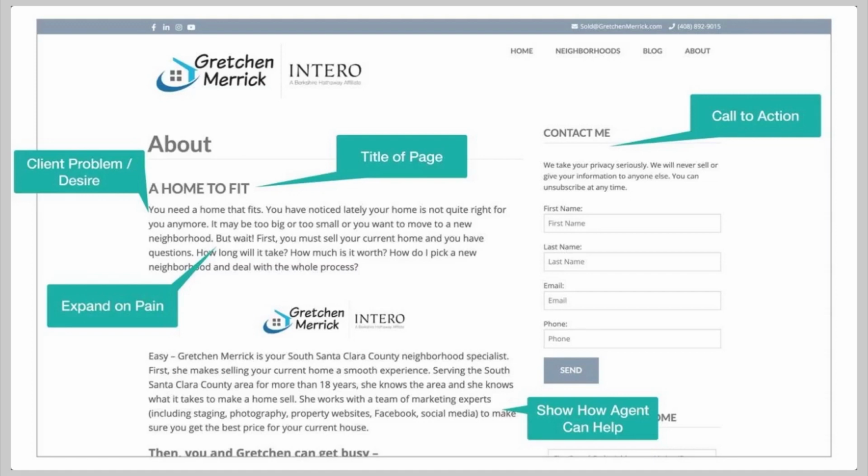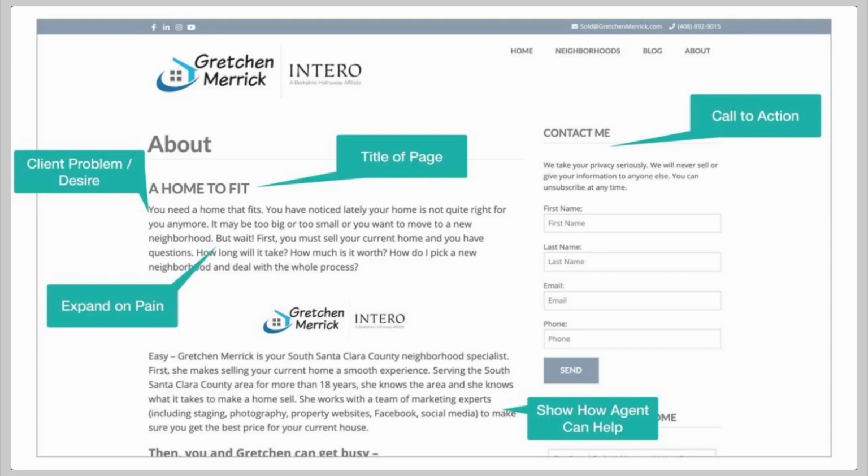And so he's putting that right on the top of the page here. While I'm here, I'm going to point out he's got a call to action here with a contact me form. And then as we move down here, he explains this is how you as the real estate professional can help. And so the answer here, just in the copy, says easy. Gretchen is your South Santa Clara County neighborhood specialist.